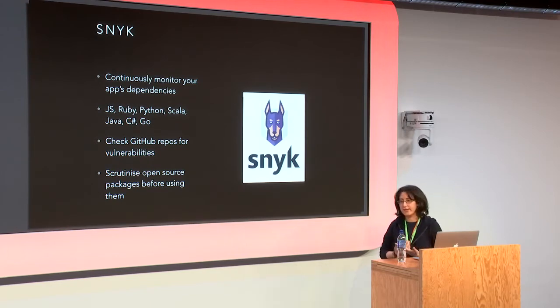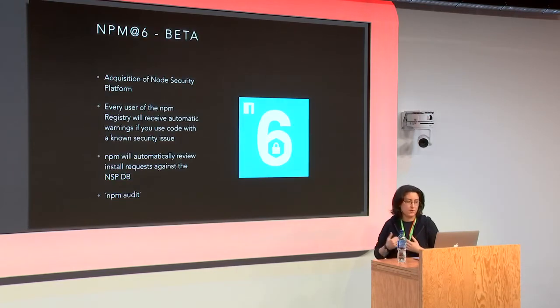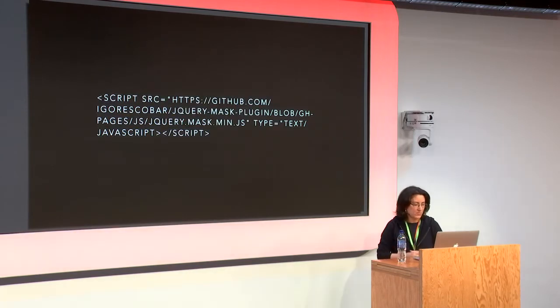So it's basically doing the same and scanning all your packages and telling you if there are any vulnerable packages. Also good to know, npm 6, which is in beta version, is also doing the same. So every user of the npm registry will receive automatic warnings if you use code with a known security issue. You can also run the command npm audit, and it will also trigger a warning if you have any packages that are vulnerable. So now on to a real life example.